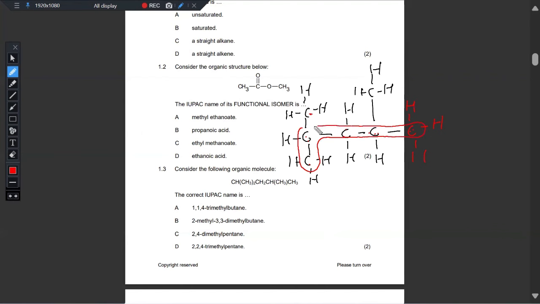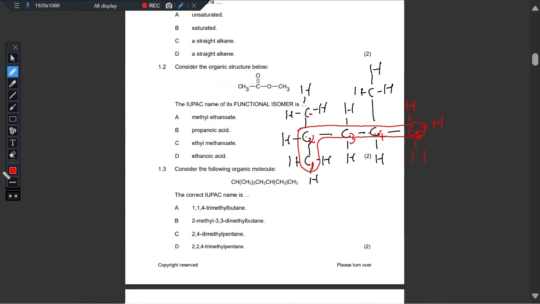But then remember, in terms of numbering, we must number from the side that is closest to the branch. If we say 1, 2, this is in carbon number 2, and also here 1, 2, this is in carbon number 2. So either way, we can choose to name it from down here. So that's 1, 2, 3, 4, 5. So the longest chain has 5 carbons, which is pent, right?